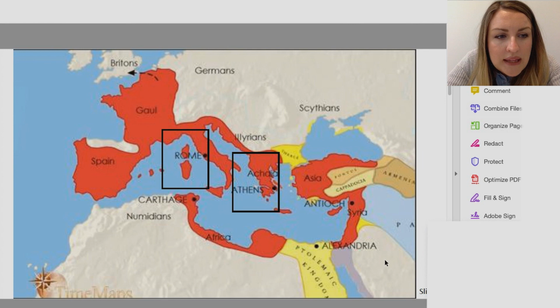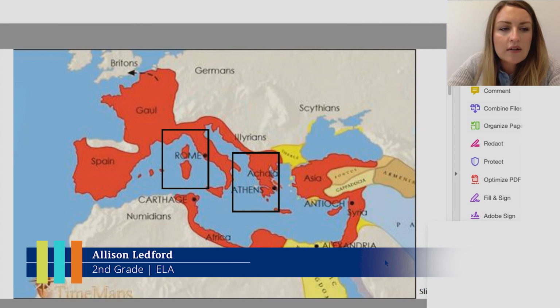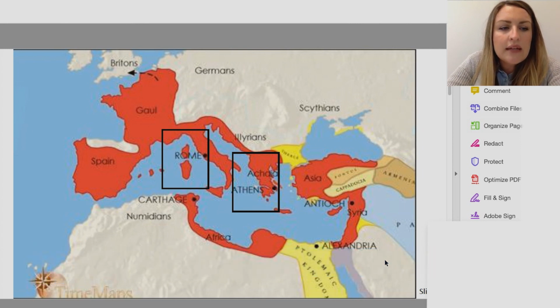Like many places long ago, stories were told orally or by word of mouth. Many of the myths from ancient Rome were influenced by the myths of nearby Greece. Do you see how close they are on the map? Now, in ancient Rome and Greece, the myths that were shared usually had supernatural beings or heroes as the main characters.